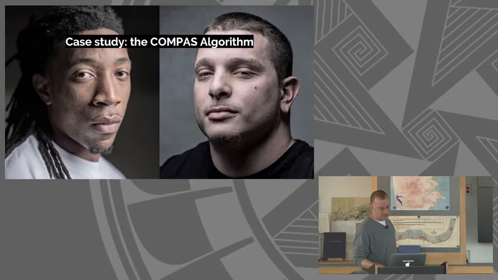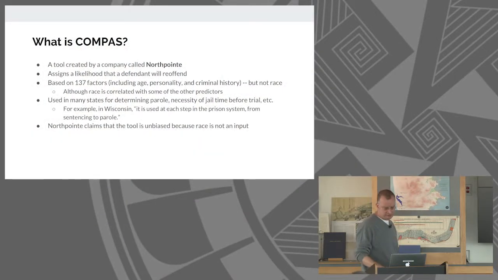Okay, so I want to now talk about a case study because I think we can all imagine how these decisions can have very serious real-world impacts. So some of you may have read about this. There's an algorithm called COMPAS. It's a tool created by a company called Northpointe, and it assigns a likelihood that a defendant will reoffend. It's based on 137 factors.